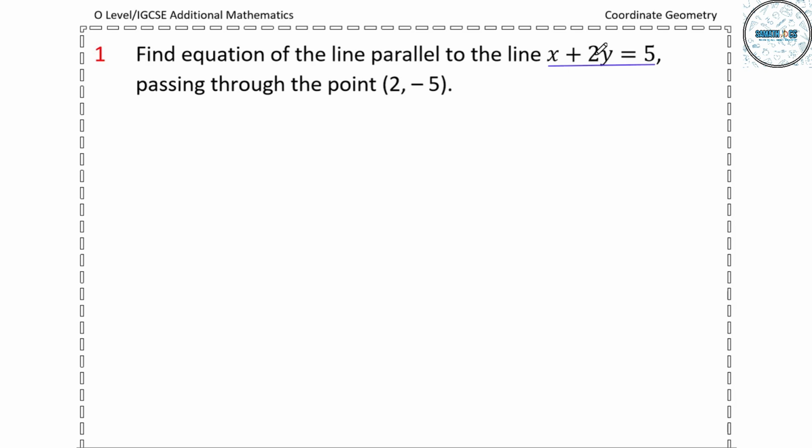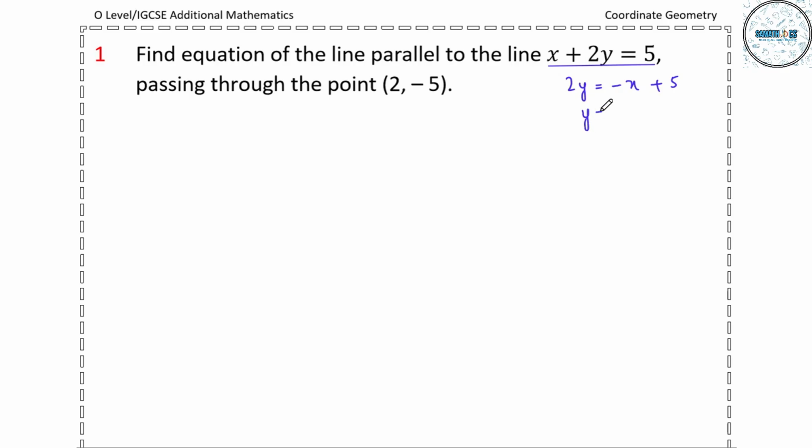So first of all, we will take out the gradient from this equation. We will make y the subject. Whenever we have to find out the gradient from the equation, we have to make y the subject. So 2y is equal to minus x plus 5. We will convert it to the form y is equal to mx plus c.